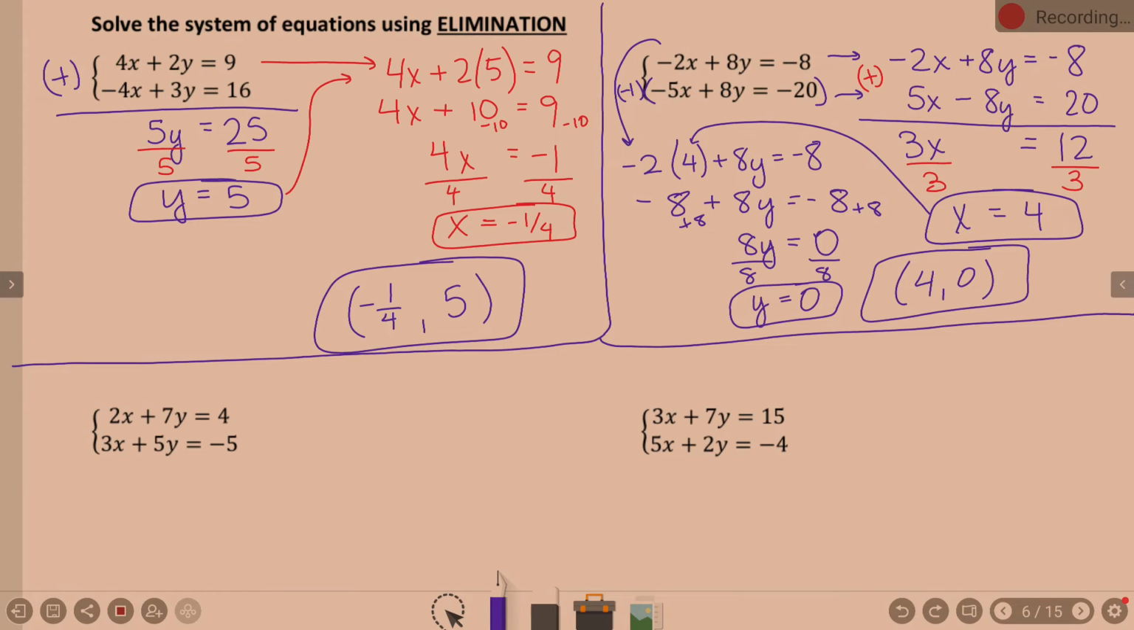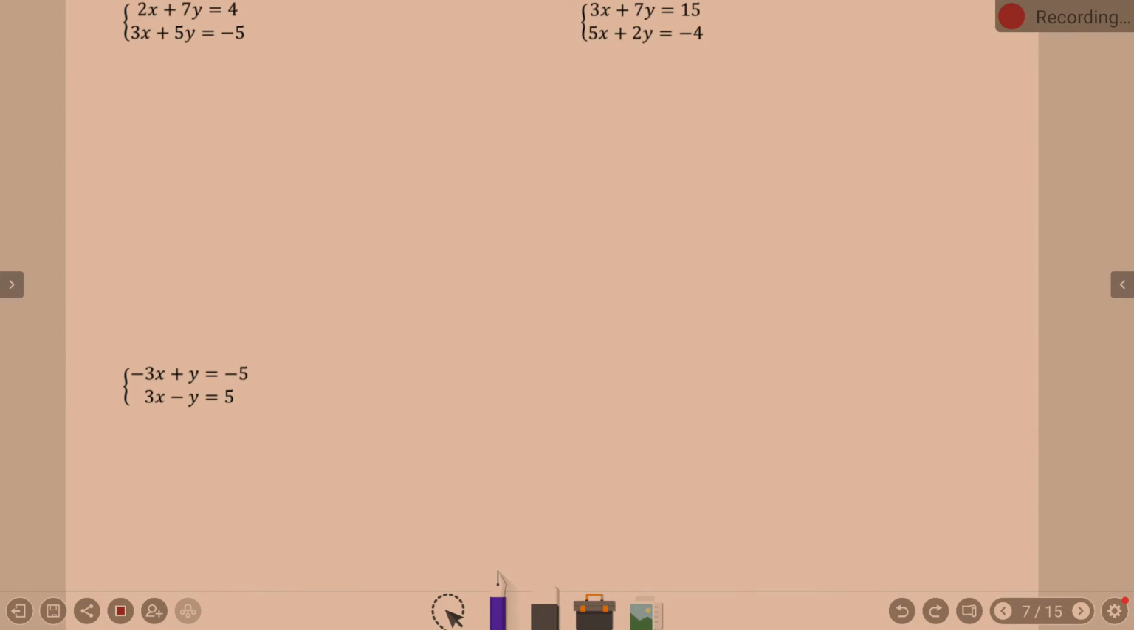Well, if that's coming back to you, I'm going to go to another screen. What about this next one? 2x plus 7y equals 4, and 3x plus 5y equals negative 5. What's different about it? We don't have anything matching up this time, do we? My x's don't have the same number. My y's don't have the same number. So what's the new plan?